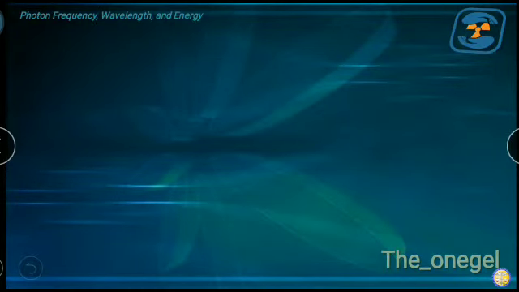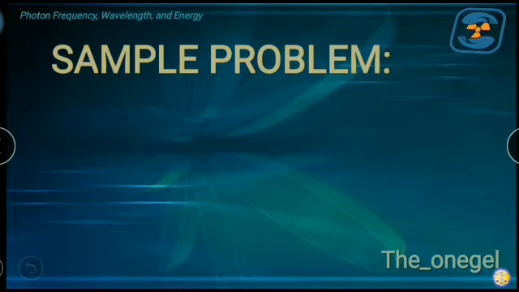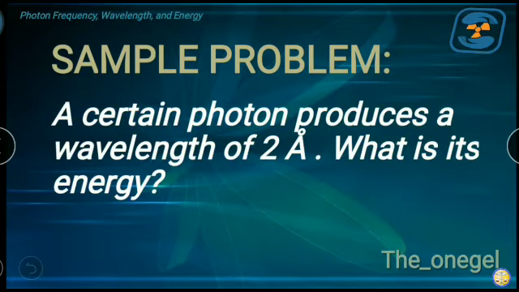And our last problem for today's discussion, eto na siya. So, our problem, daming problems ng mundo, tapos dinadagdagan pa natin. A certain photon produces a wavelength of 2 angstrom. What is its energy? So, hindi lang pala frequency at saka energy. Pwede pa lang sa isang problem may wavelength. So, ano kaya ang gagawin natin?